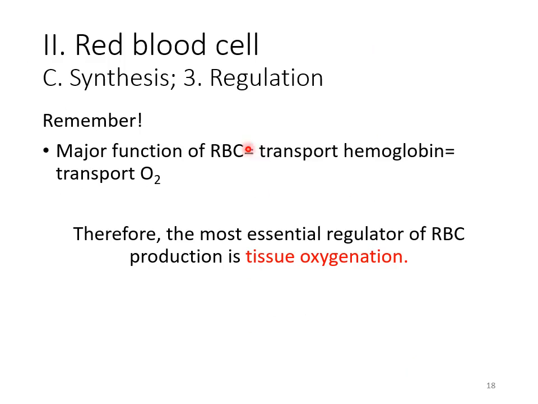So how is your synthesis regulated? What will tell your bone marrow to produce more or fewer red blood cells? Remember, the major function of your red blood cell is to transport hemoglobin, which is important for transporting oxygen. Thus, the most essential regulator for RBC production is tissue oxygenation. The production of RBCs is very closely coupled to the level of tissue oxygenation.